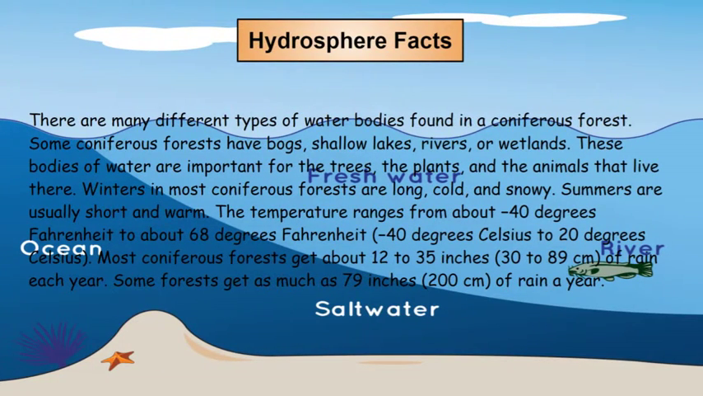Hydrosphere fact. There are many different types of water bodies found in the coniferous forest. Some coniferous forests have bogs, shallow lakes, rivers, or wetlands. These bodies of water are important for the trees, the plants, and the animals that live there. Winters in most coniferous forests are long, cold, and snowy. Summers are usually short and warm. The temperature ranges from about -40 degrees Fahrenheit to about 68 degrees Fahrenheit.